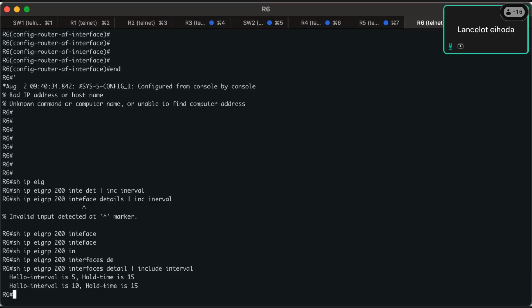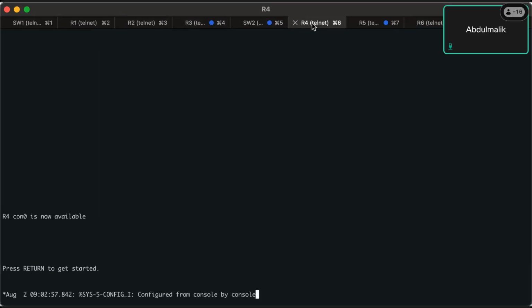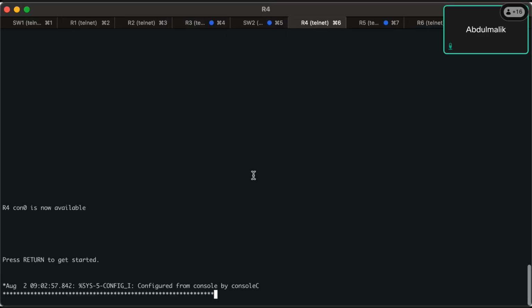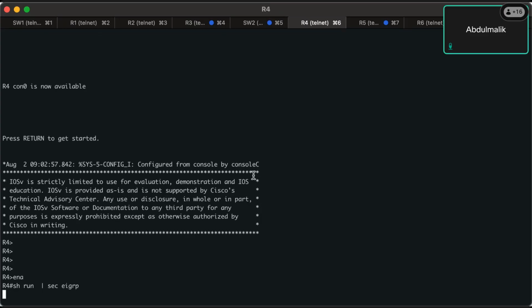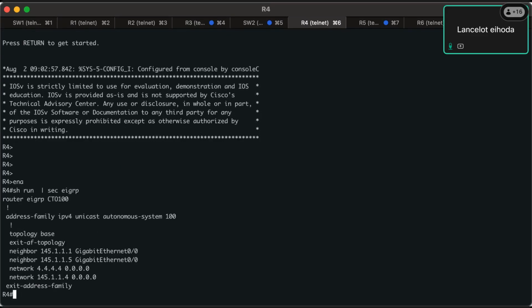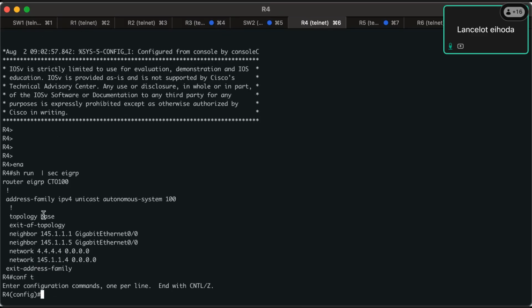So we are supposed to do that on which of those devices? Router 4. Yes. Okay. So remember that in router 4 too, we use name mode, right? Yes. Sure. So this is what we have here, right? Yes. IPv4 unicast.